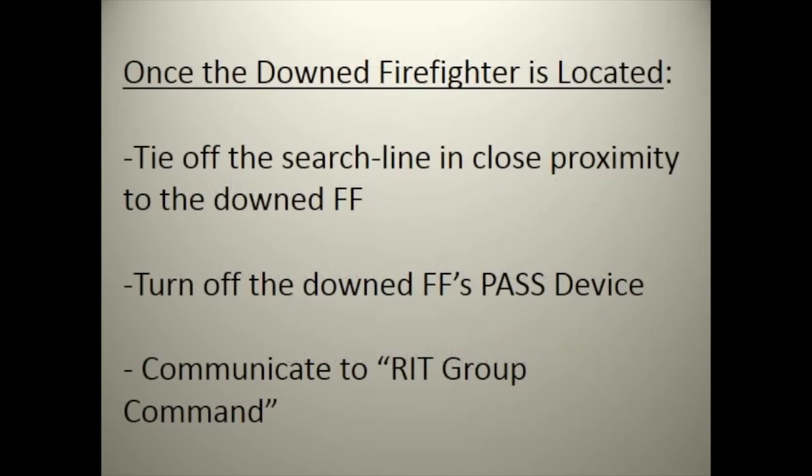Once the downed firefighter is located, tie off the search line in close proximity to the downed firefighter. This search line becomes your highway to the downed firefighter and out of the structure when it's time to exit the structure. Turn off the downed firefighter's PASS device, as communication will be next to impossible if you don't. Communicate to the RIT Group Commander that you have located the downed firefighter and are evaluating your needs.